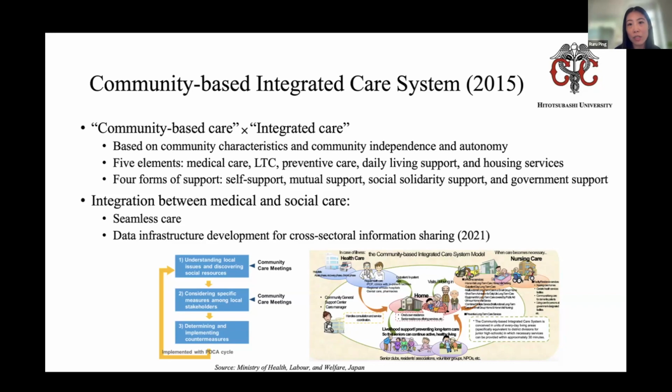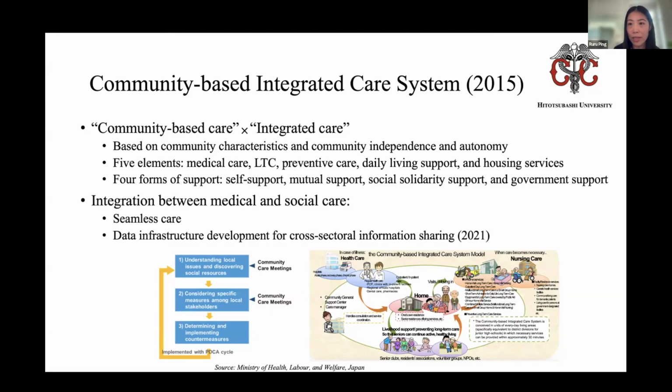The plan to establish such a system is under the guidance of the municipal government and discussed with all the relevant stakeholders of the community. It is regularly revised while developing, planning and implementing the plans, so there is a feedback loop of iterating the plans. The integrated care system aims to integrate medical care, long-term care, preventive care, daily living support, and housing services under the support of not only government support, but also self-support, mutual support, and community solidarity support.